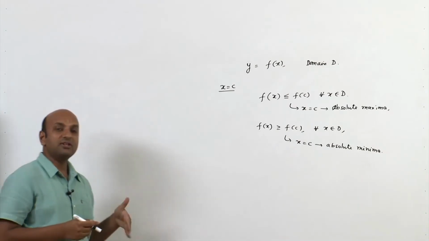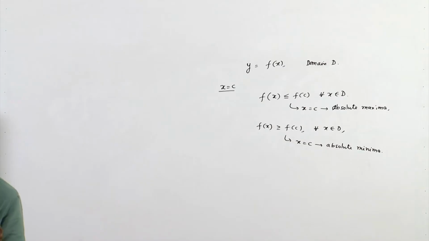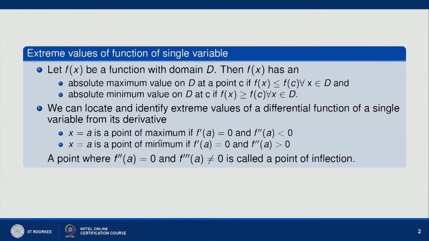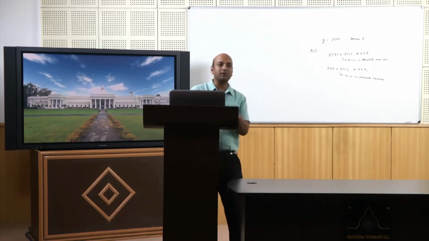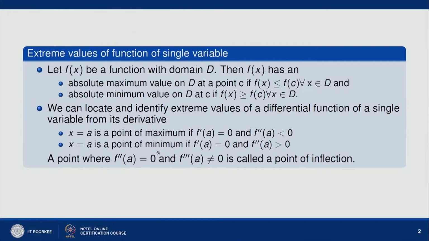Now how can we check whether a point is a point of local maxima or local minima? So we have the second derivative test. x equal to a is a point of local maxima if f'(a) equal to 0 and f''(a) is less than 0. We already know this result. If a is a point of local maxima, then the first derivative at a will be 0 and the second derivative at a will be less than 0. We are assuming that the function is differentiable. So, x equal to a is a point of local minima if f'(a) equal to 0 and f''(a) is greater than 0.